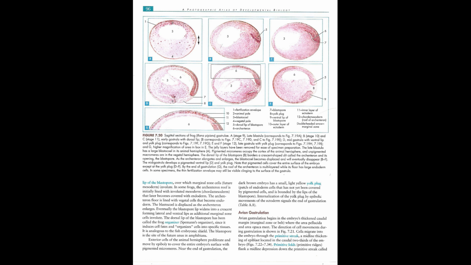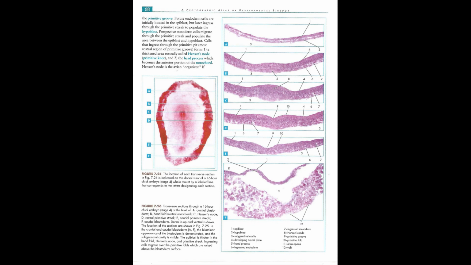Avian gastrulation. Avian gastrulation begins in the embryo's thickened caudal margin, the marginal zone or belt, where the area pellucida and area opaca meet. The direction of cell movements during gastrulation is shown in Fig 7.21. Cells migrate into the embryo through the primitive streak, a midline thickening of epiblast located in the caudal two-thirds of the embryo, Fig 7.22 to 7.34. Primitive folds, primitive ridges, flank a midline depression down the primitive streak called the primitive groove.